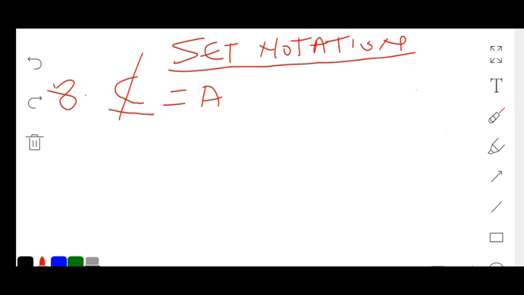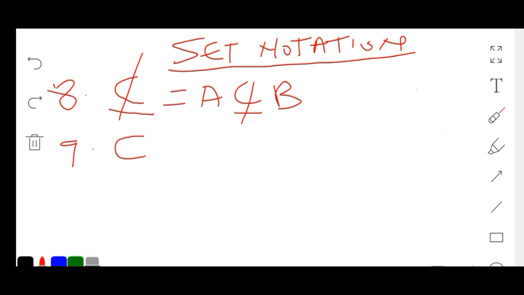Let's move to number 8. This one is what we call not a subset. So you can say A is not a subset of B. That is to say, A is not a subset of B.